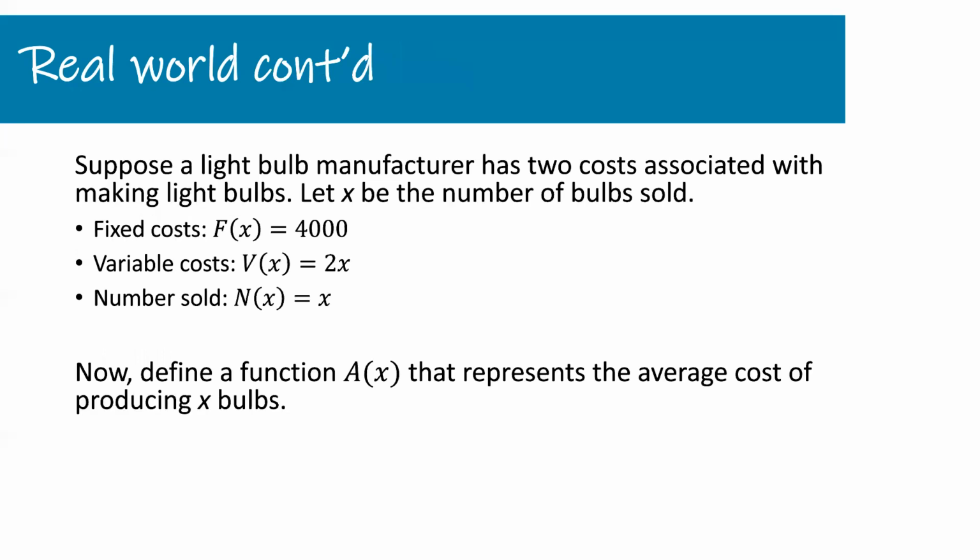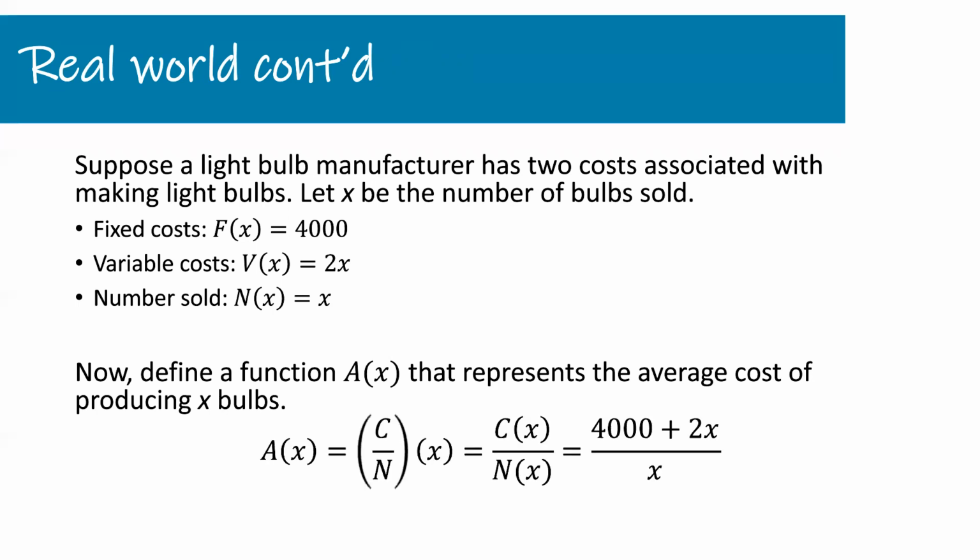Now with the same example, we want to also define a function A of X that represents the average cost of producing X bulbs. So the average cost per bulb sold is going to be the total cost for everything, right? Divided by how many we sell. So we found that our total cost before was that 4,000 plus 2X, and we want to divide that total cost by X, or the number that we sell. To do that, we're going to do C divided by N of X, which we're just going to put that total cost divided by X and get our solution.